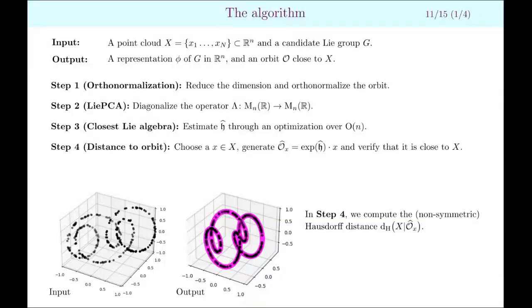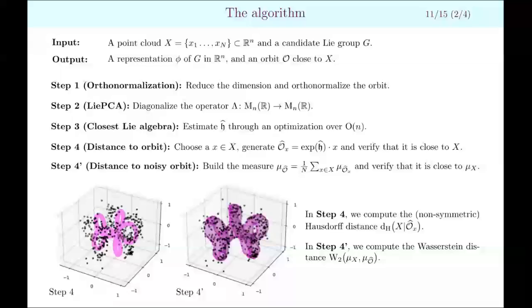When the point cloud is very noisy and we don't know what initial point to choose, we have a robust version where you compute the orbits for all the points and then take the average of that in the measure sense: take the uniform measure on each of the orbits and take the average measure. In this context, you can compute the Wasserstein distance between the point cloud and the average measure. All right.